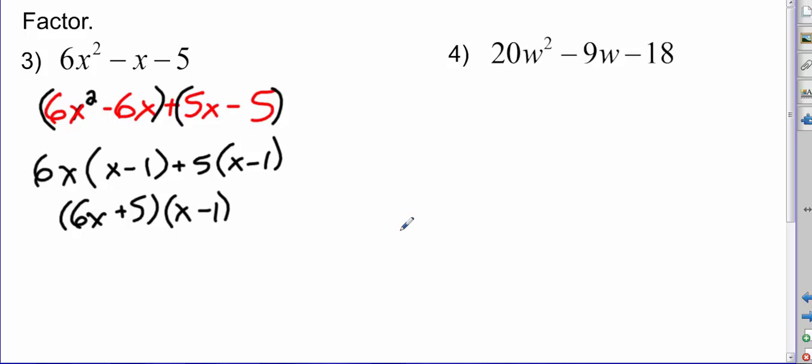When we multiply 20 and negative 18 together, we're going to get negative 360. So you're going to have to go through several of the 1 times 360, 2 times something to get to 360, and basically we're going to have to figure out which of those add up to be 9. I'm going to go ahead and let you know that it's going to be 15 and 24.